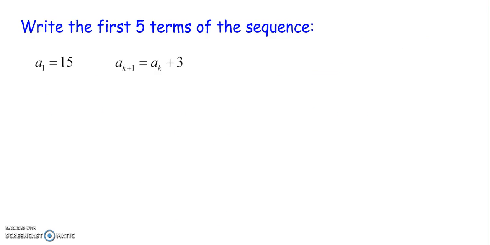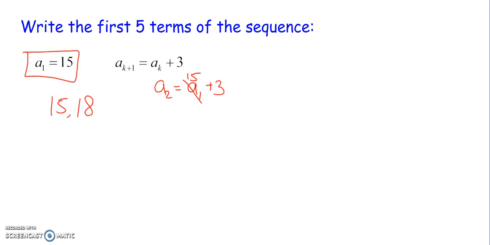All right, so here's a little more practice with recursive. Here's just another way of defining it. What I've given you is A1, and I am asking for the first 5 terms. So the first term is 15. That's given. In this recursively defined sequence, to get A2, I must do A1 plus 3. That's essentially what this is saying. Well, I know A1, they told me that this is 15, so that means A2 is going to be 18.